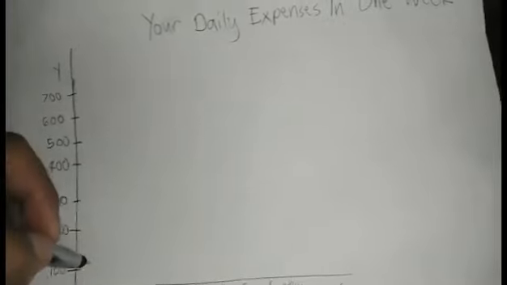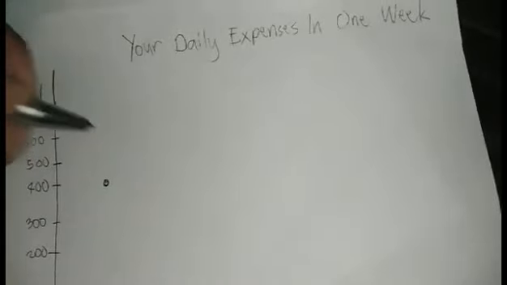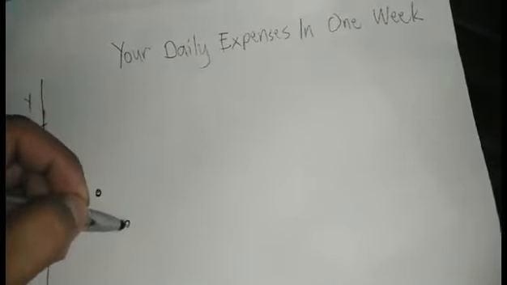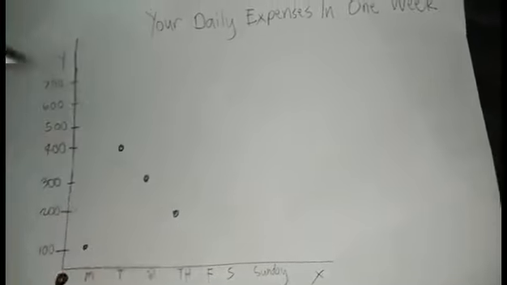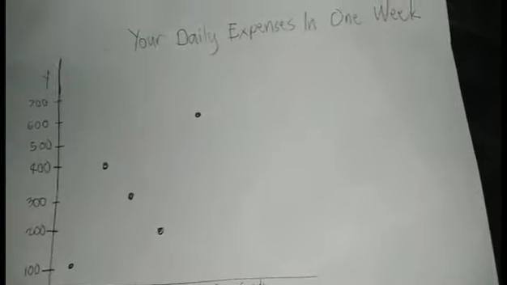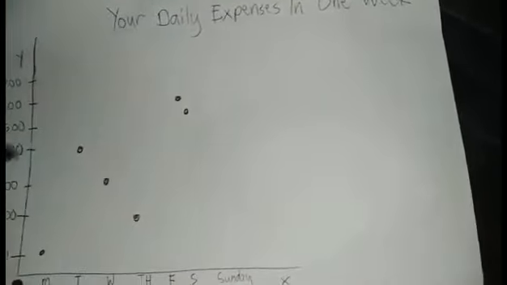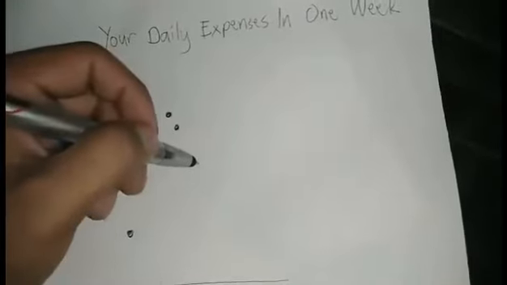For example, I expense 100 on Monday, on Tuesday 400, on the third day 300, and the fourth day is 200. The fifth day I spend 600. On Saturday I spend 550. On Sunday, I spent 400. Now, you have to connect it one by one.